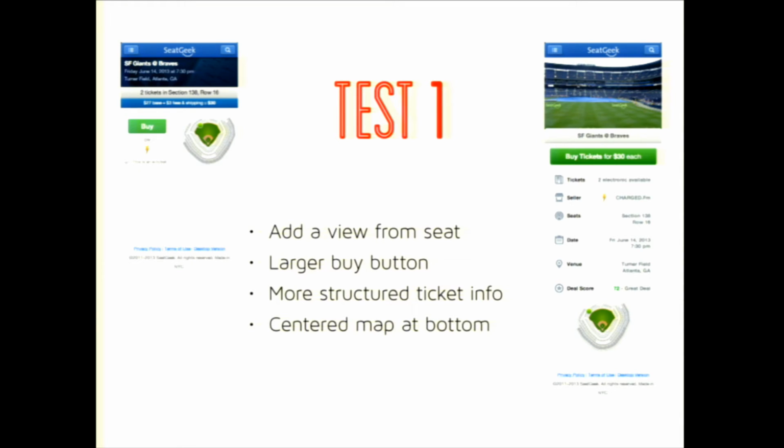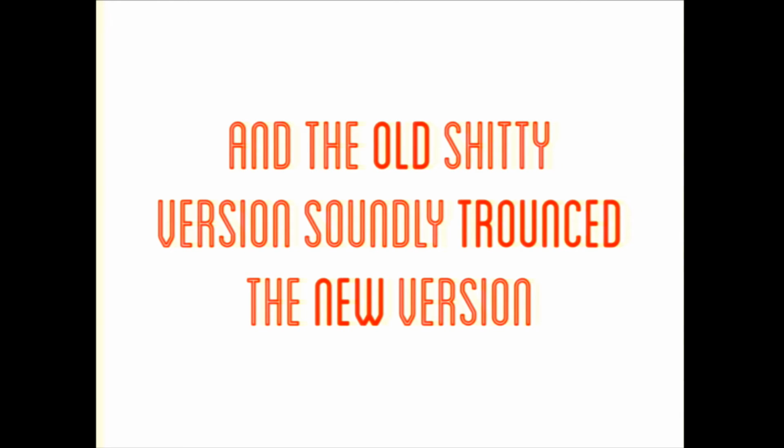Added a view from the seat so you can see where you're sitting, larger buy button, more structured information, map at the bottom. And the old version actually was much, much better than the new version, to the point where we were flabbergasted. We thought maybe there's a bug in the code that we wrote for the new version. Maybe someone can't actually click out, or maybe there's a bug in the software that we're using to run the A/B test. That actually proved both cases to be false. In fact, the old version had bugs where we weren't allowing people to click out, and we were still getting a much higher conversion rate.